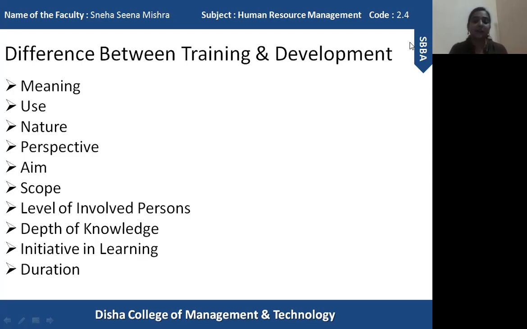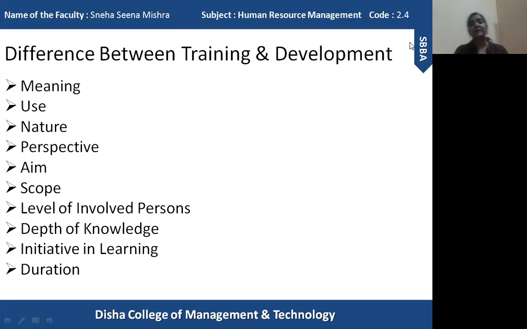Next one is level of involved person. Means what is the level of people who are involved in training and development. So basically training is used for lower and middle level executives, lower level workers and employees, but development is meant for top level executives and higher middle level or middle level executives. Because like I said, training is for a specific job, so it is most of the time used for lower level jobs, but development is used for middle level and higher level jobs and the people who are appointed in those jobs.